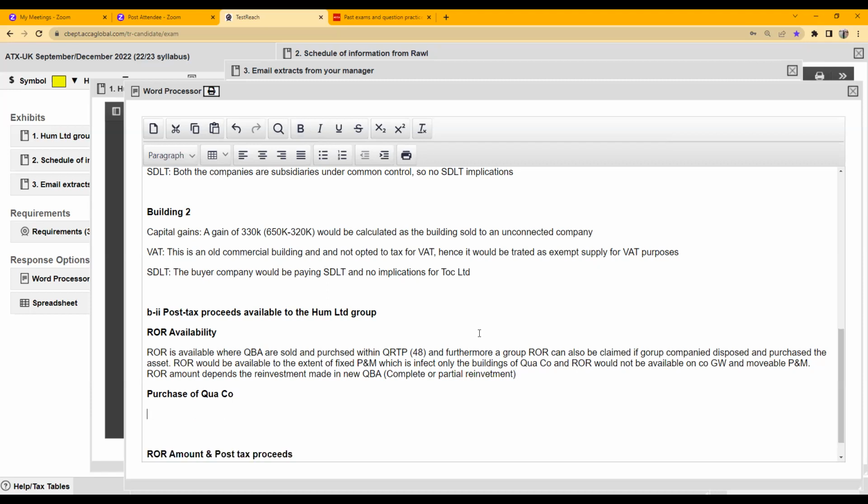Purchase of Quaco. There are 2 possible options. The first possible option, acquiring Quaco share capital would not lead towards the rollover relief because shares are not business assets.